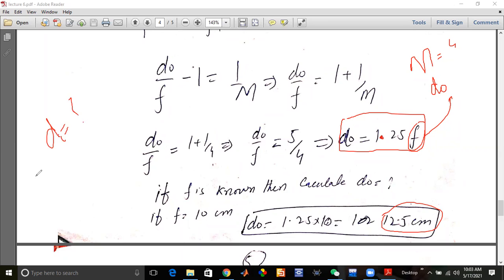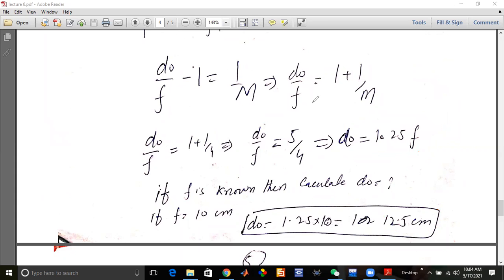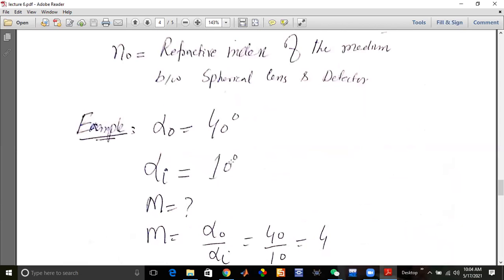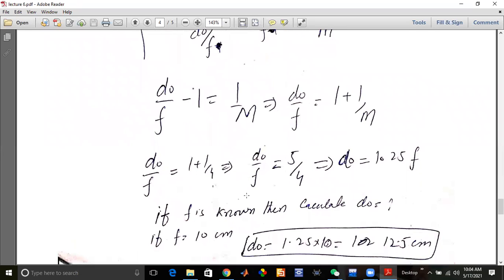And if someone says calculate di, you can calculate by the formula that 1 over f is equal to 1 over d naught plus 1 over di. Here we know f and d naught, so we can calculate di. This was a very simple question. When the object angle and the image angle are given, you can calculate m, and you can calculate d naught and di if the focal length of the lens is given.